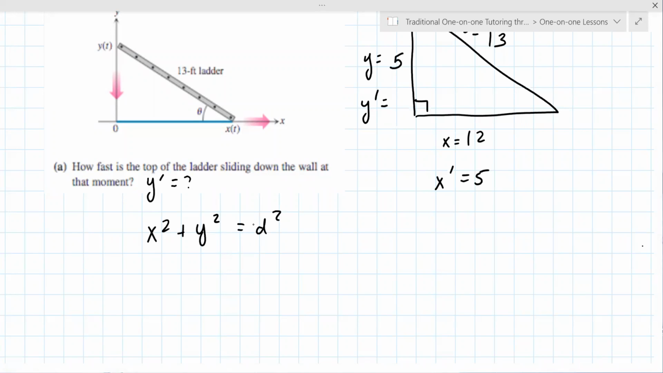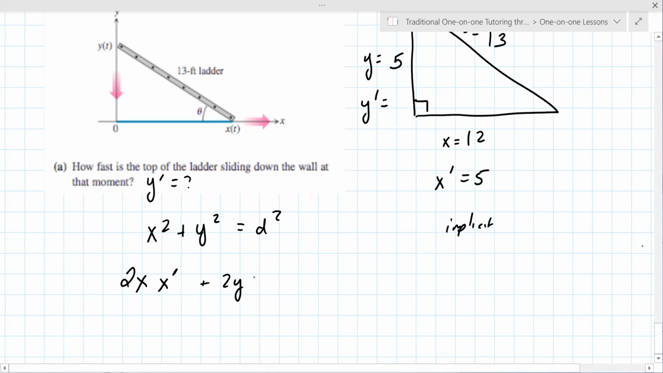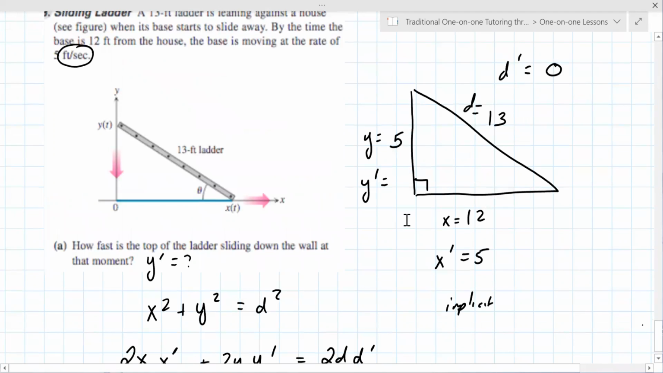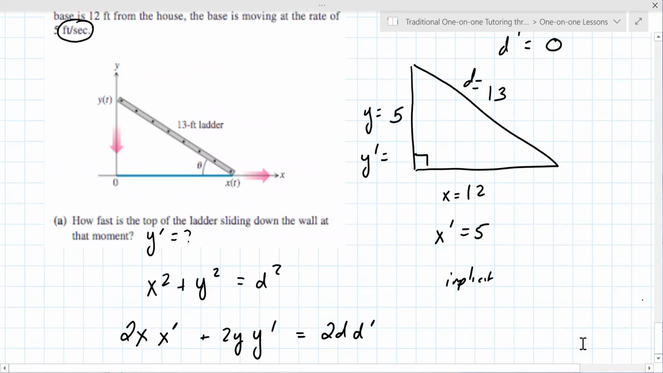So in terms of how to take a derivative, you already know this. Okay, it's 2x, but it's now x prime because everything is defined implicitly. So that makes it plus 2y y prime equals 2d d prime. Okay, now there is no d prime. We're going to put in 0, but you don't want to jump to that conclusion yet.